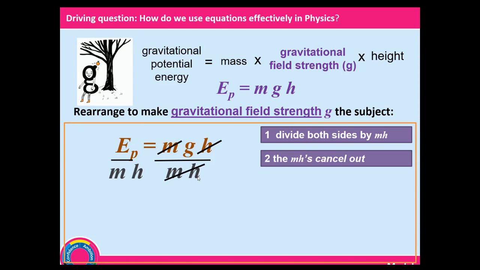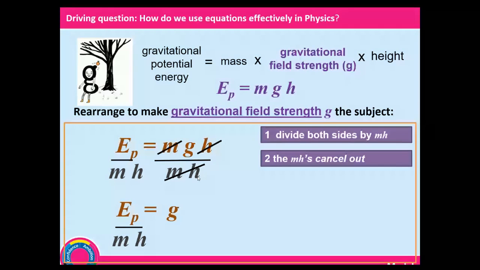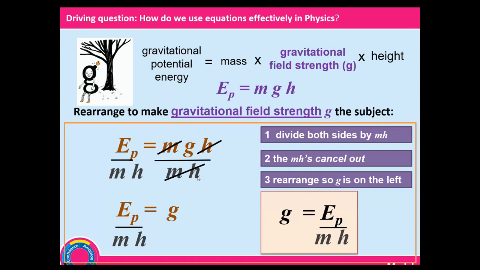Perfect. You got it right. So now we are left with Ep divided by mh equals g. All we need to do again is rewrite it such that g is on the left-hand side. And there we go. g equals Ep over mh. Hope you had that correct as well.